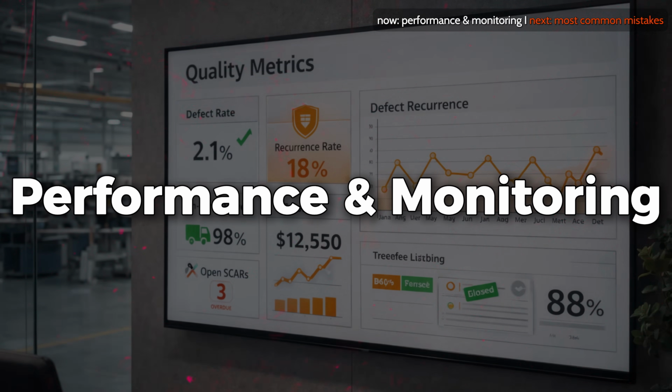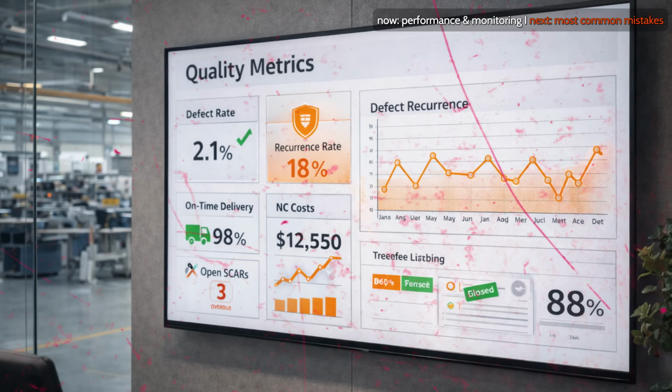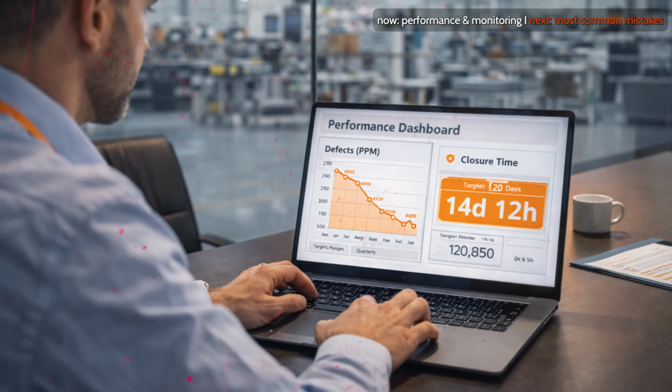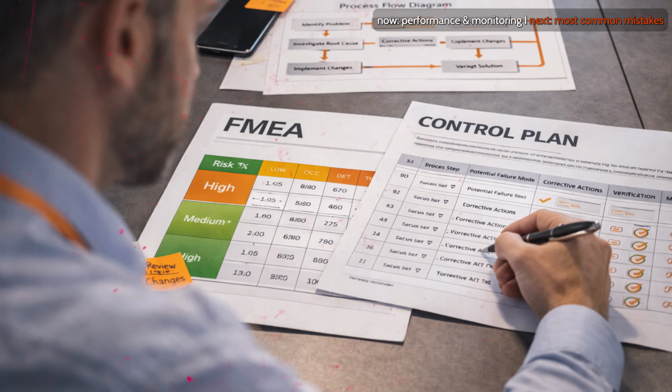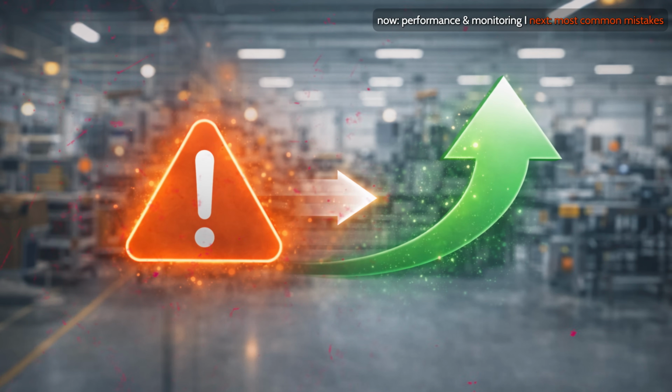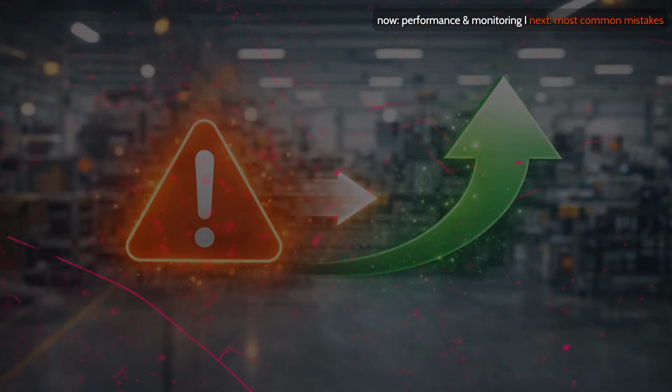A SCAR does not end at closure. It must be monitored. Track recurrence rate. If issues return, the root cause wasn't fully eliminated. Monitor PPM trends and closure time. Performance should improve and stay stable. Update your control plan or FMEA. Lessons learned must strengthen the system. Use SCAR data for supplier development. SCAR is not only reactive. When monitored properly, it becomes strategic.